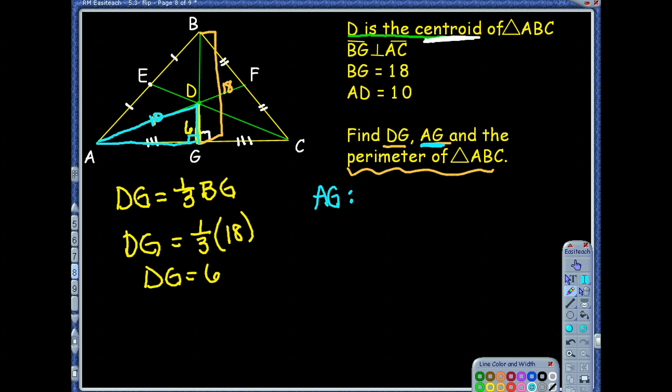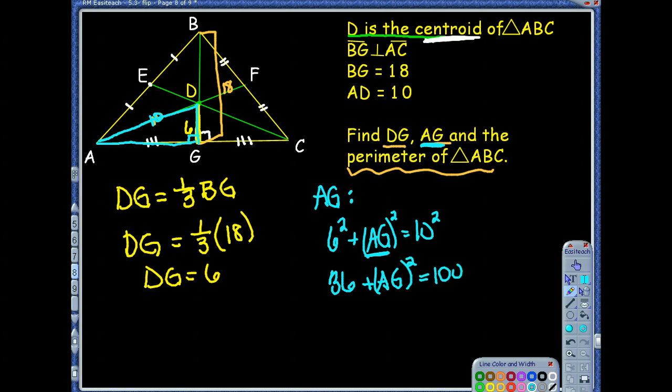So I'm going to use the Pythagorean theorem and say, well, 6 squared plus AG squared equals 10 squared. I'm just going to call it AG, so we don't lose track of what we're finding. So that's 36 plus AG squared equals 100. And then AG squared is equal to 64, which means AG is 8.